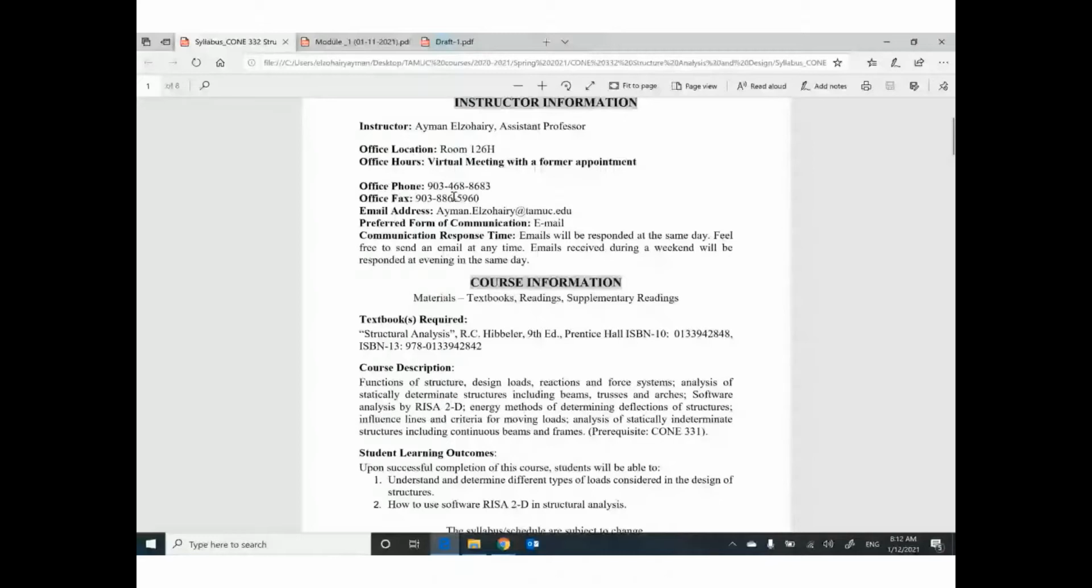However, I highly recommend, if you would like to make your major as a structural engineer, to keep a copy of this textbook in your library. If you would like to be a structural engineer, believe me, this textbook is very important.